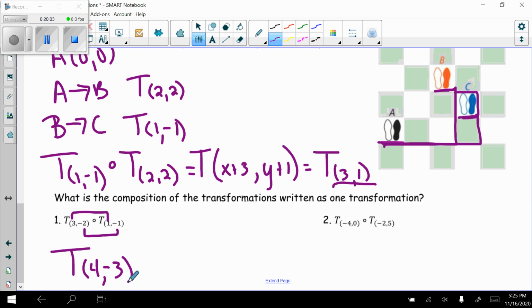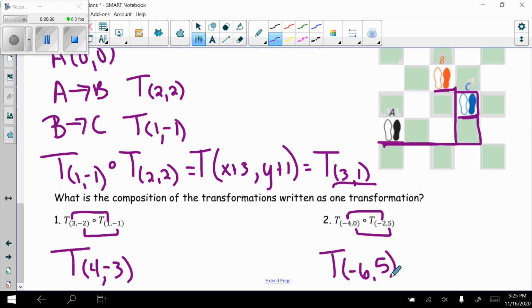So now I want the composition of this one. Again, I know it's a translation. I look at my x's. I have a -4 and a -2. Add those together. What's -4 plus -2? -6. My y's, a 0 and then a 5. Well, what's 0 plus 5? 5. So my translation is (-6, 5).